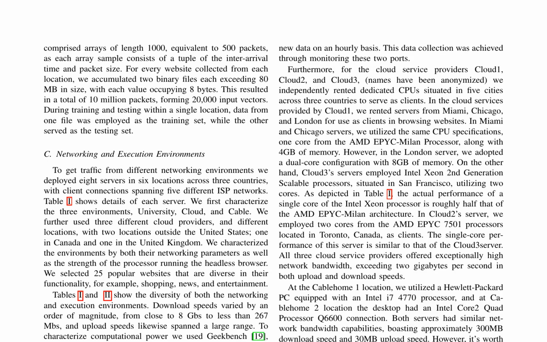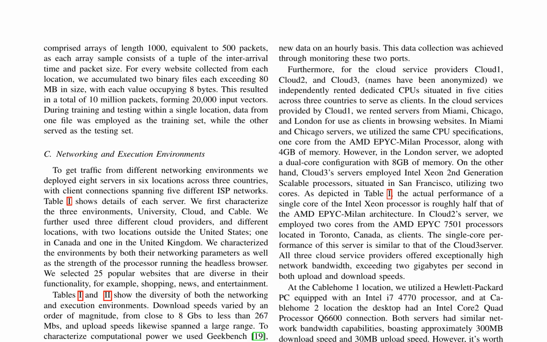This section of the research paper focuses on the collection of network traffic data for website fingerprinting analysis. Data was collected from various environments, including a university, cloud services, and cable home setups. A total of 25 popular websites were used to gather traffic data, resulting in 10 million packets and 20,000 input vectors.